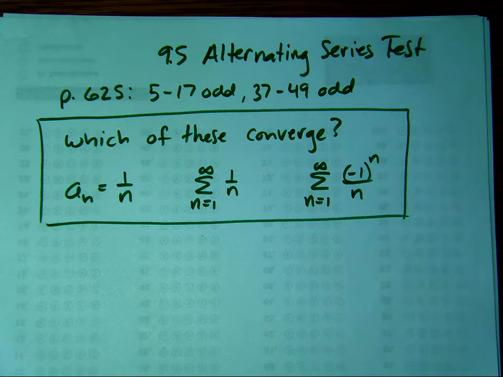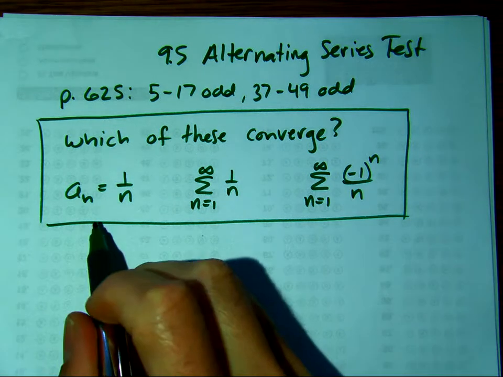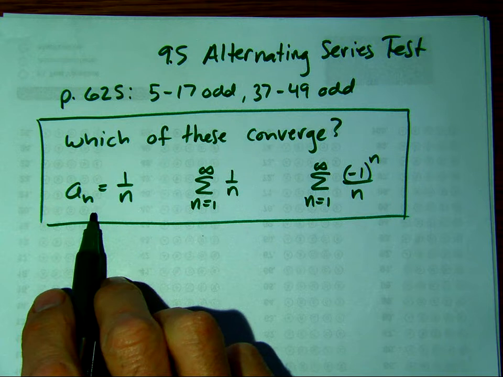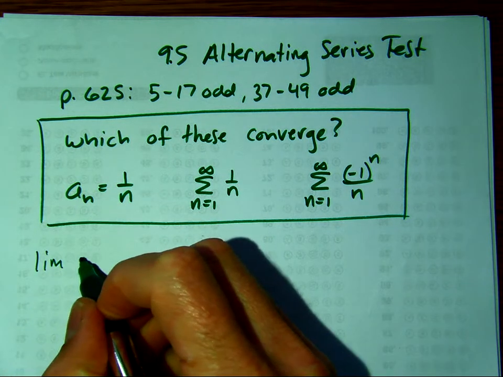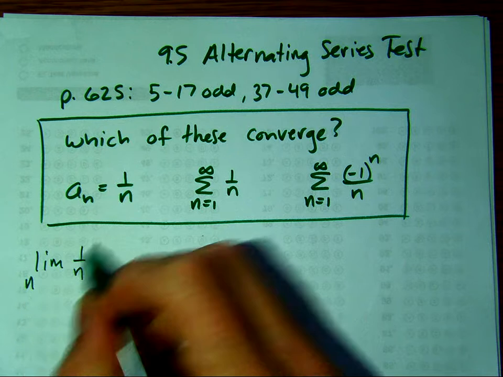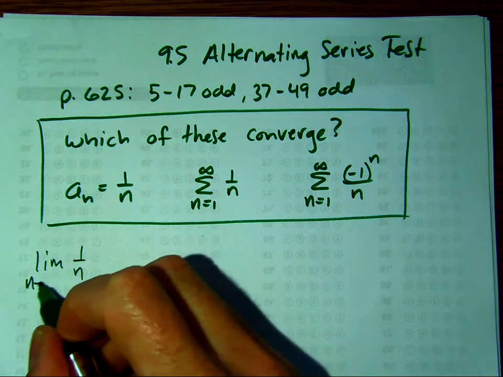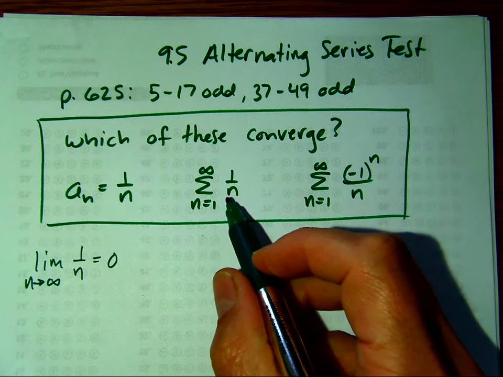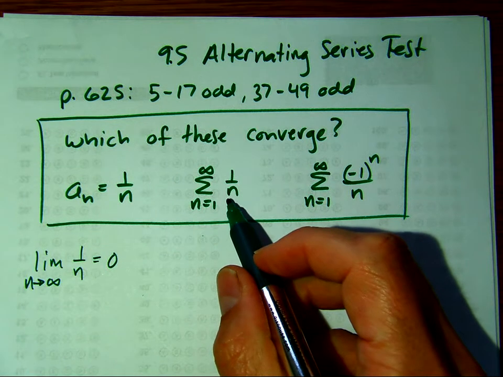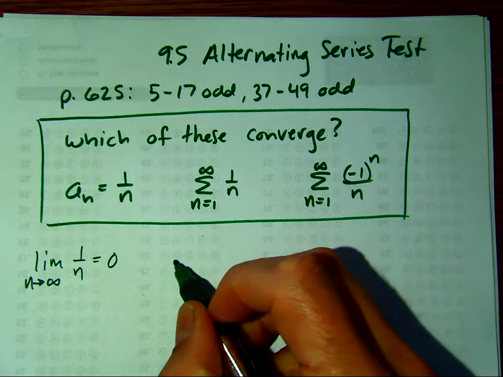Okay, in this lesson we'll learn a new test for convergence, and let's start by reviewing. Here we have a sequence and here we have a series, so we know that the harmonic sequence converges to 0. That converges. This is the harmonic series and it diverges.